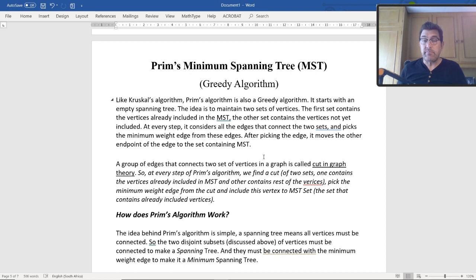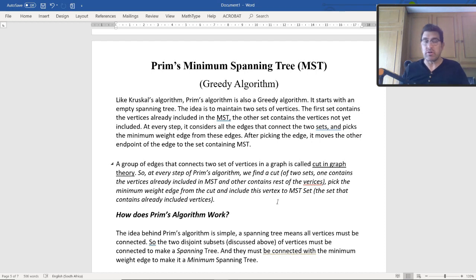So after picking the edge, it moves the other endpoint of the edge to the set that contains the minimum spanning tree. A group of edges that connects two sets of vertices in a graph is called a cut of this graph in graph theory. So at every step of Prim's algorithm, we find a cut of two sets. One contains the vertices already included in the minimum spanning tree, and the other contains those that we haven't used yet. We pick the minimum weight edge from the cut and include this vertex in the minimum spanning tree set.